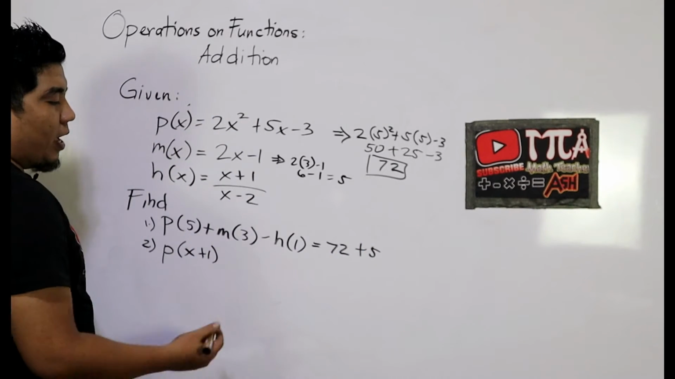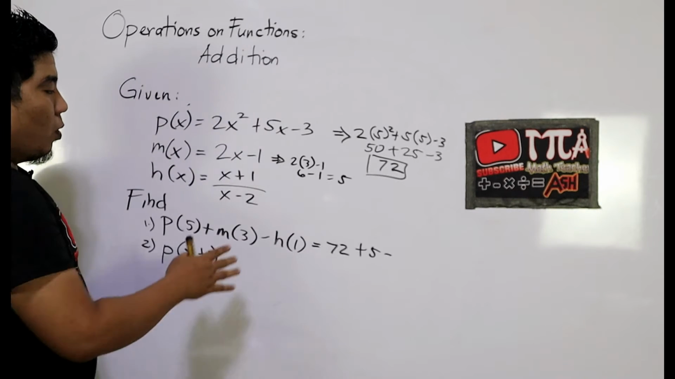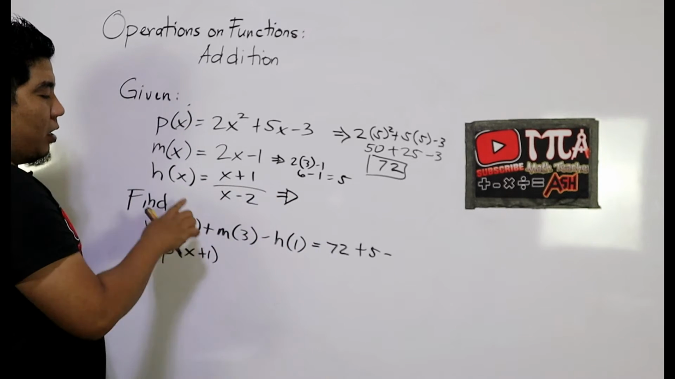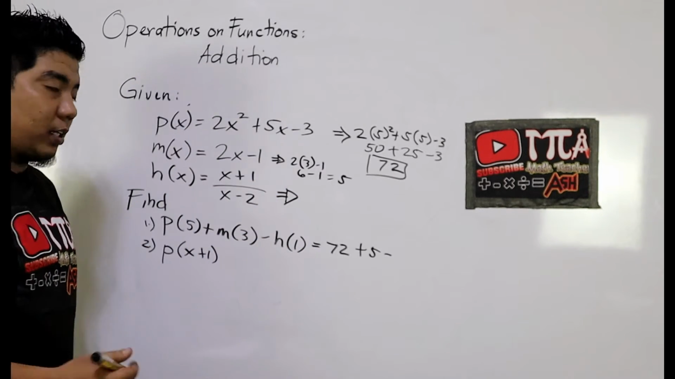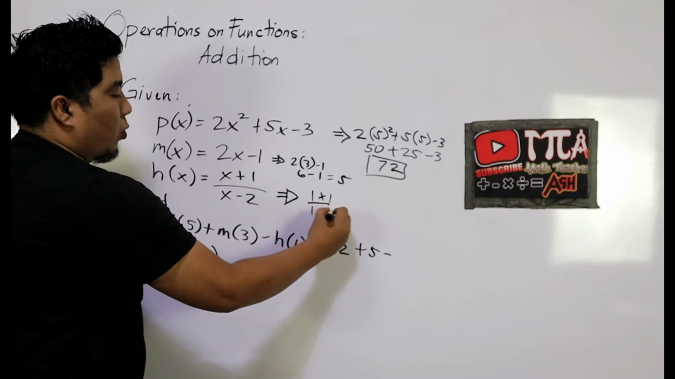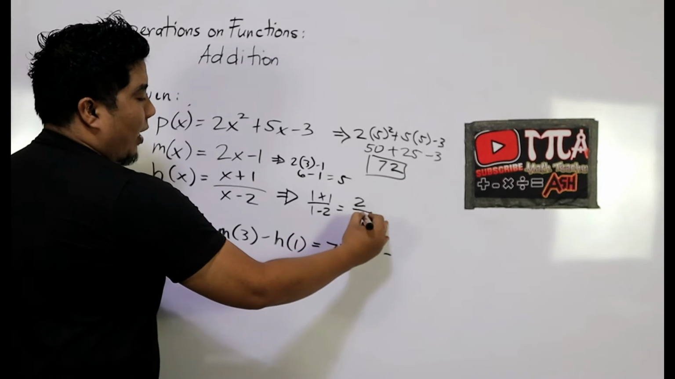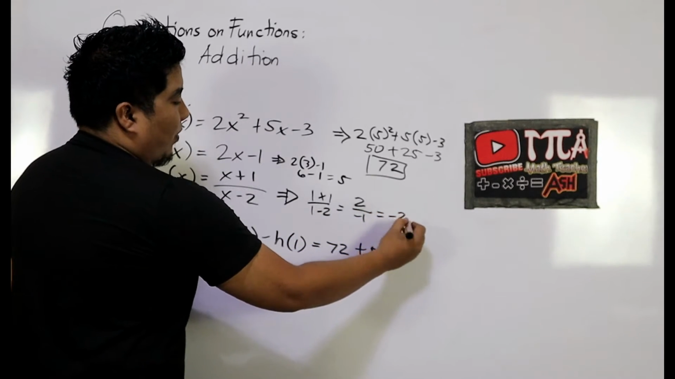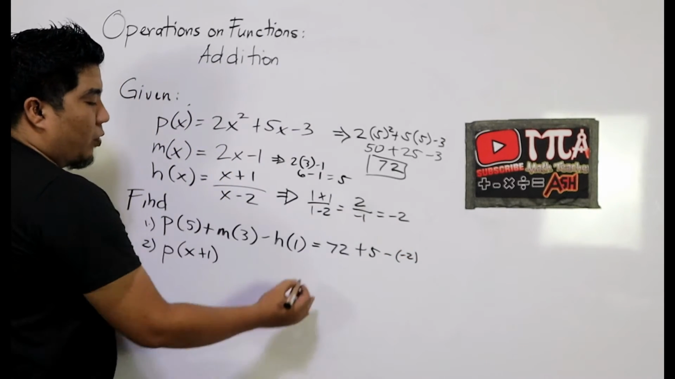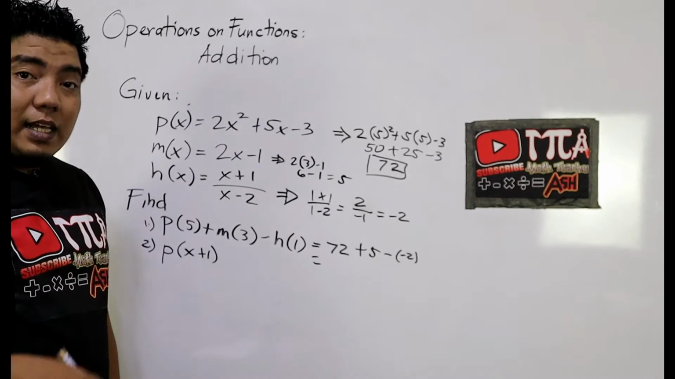Alright. And then we subtract H of 1. So what we need to do here is to substitute positive 1 because this is our H of x. So we have 1 plus 1 over 1 minus 2. So we have 1 plus 1, that is 2, and 1 minus 2, that is negative 1. So therefore, the answer is negative 2. So our value here is negative 2. So therefore, by simplifying, 72 plus 5, that is 77.